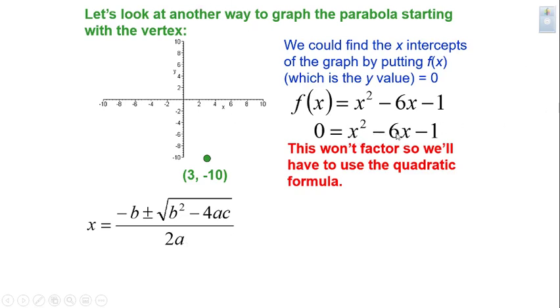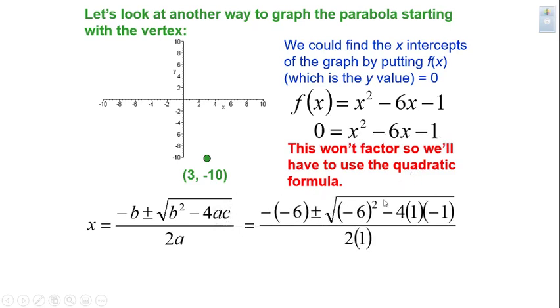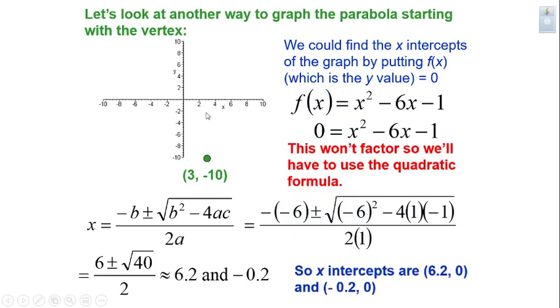a is 1, b is -6, and c is -1. We plug them in, simplify, and these are our answers: 6 plus square root 40 over 2, or 6 minus square root 40 over 2. So those are approximately going to be 6.2 and -0.2. We plot those on the x-axis, and then we draw our graph to complete that. Of course, it will also pass through the other points as indicated.